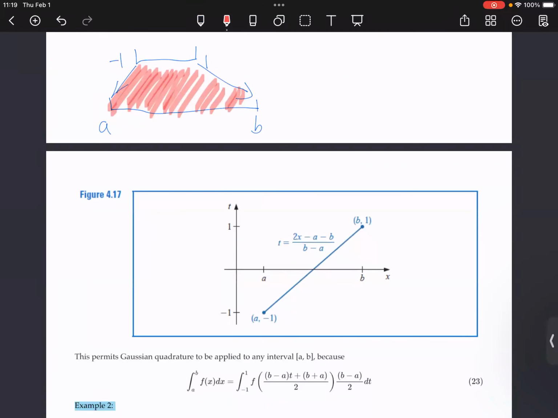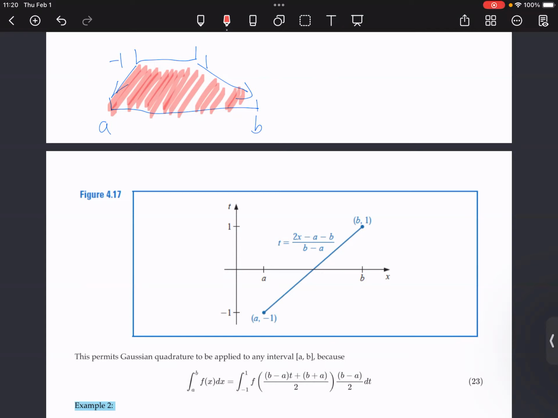If you take a look at this picture, this is a and b on the x-axis, and this is -1 and 1 on the t-axis. And we are changing the variables from x to t. Actually, you can do this. We can create a linear function here, and we have one nodal point here, 1 point here. It's (a, -1), and then this is (b, 1), and then you connect these 2 points with a straight line, and then from the point-slope form, you can get the equation for this straight line, right? This straight line here.